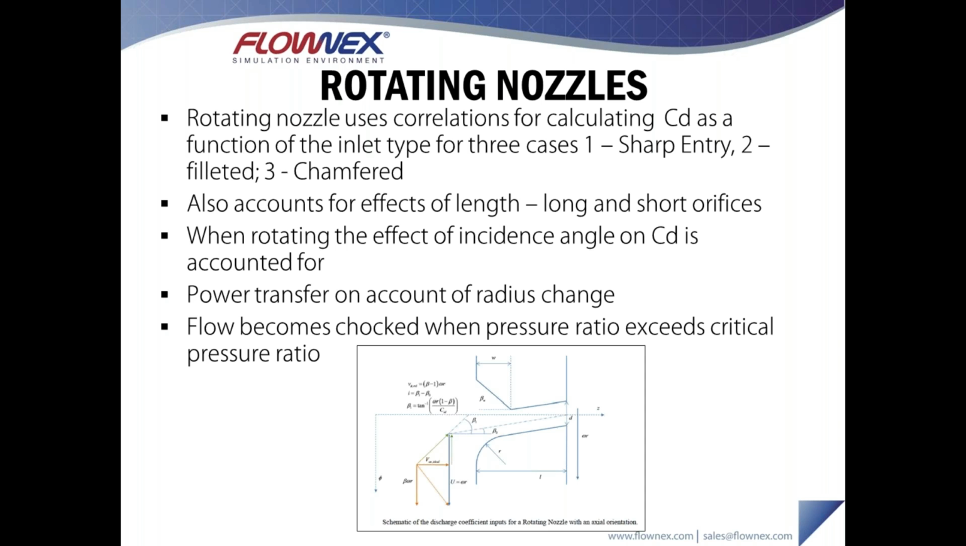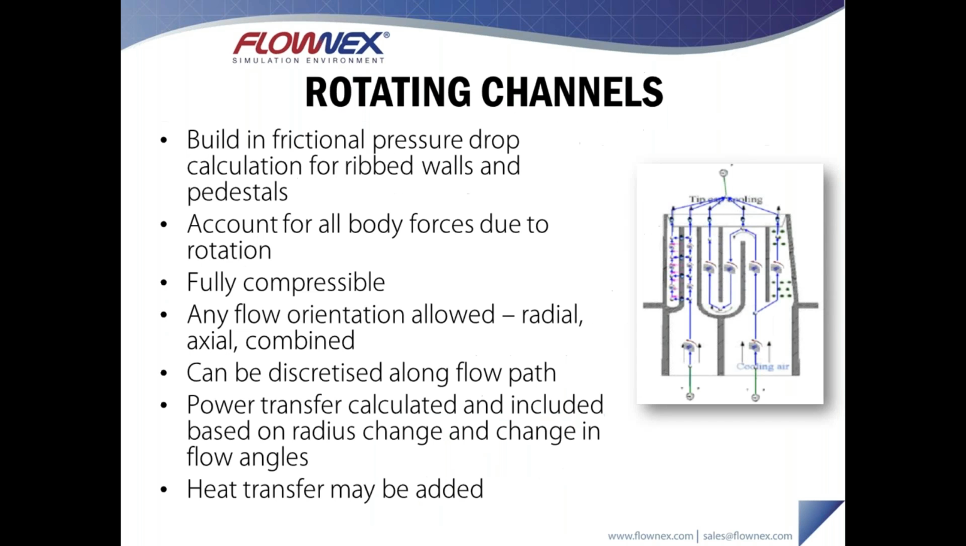When it comes to modeling nozzles, there are a lot of parameters that we take into account. First off, the incidence angle of the flow entering the nozzle, as well as the length of the nozzle, either to model it as a long or a short orifice, and then taking into account the inlet geometry to that nozzle, be it a sharp entry, a rounded entry, say a chamfered entry, or a filleted entry. When the nozzle itself has a change in radial position, power transfer becomes an important consideration. In this regard, we calculate the body forces as well, and then also make windage power results available for the user.